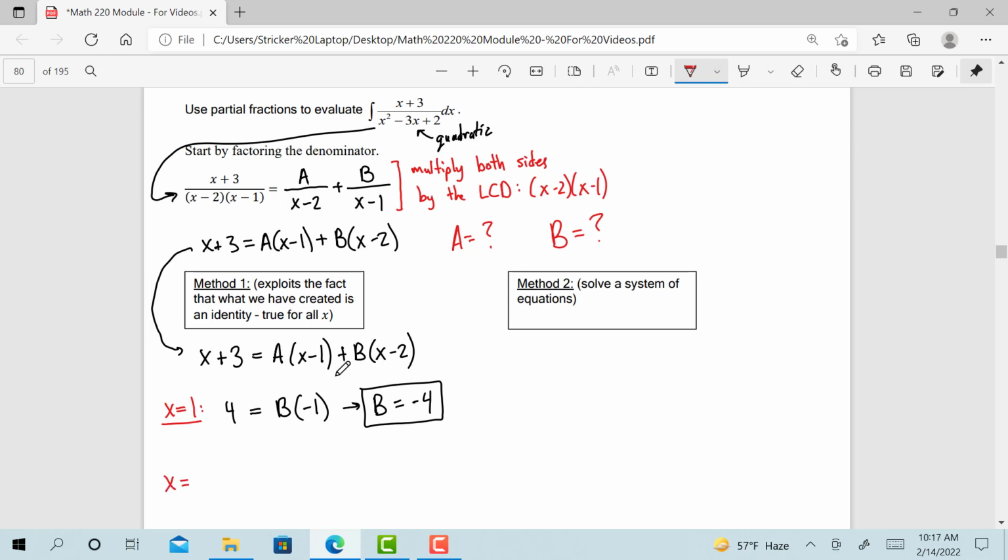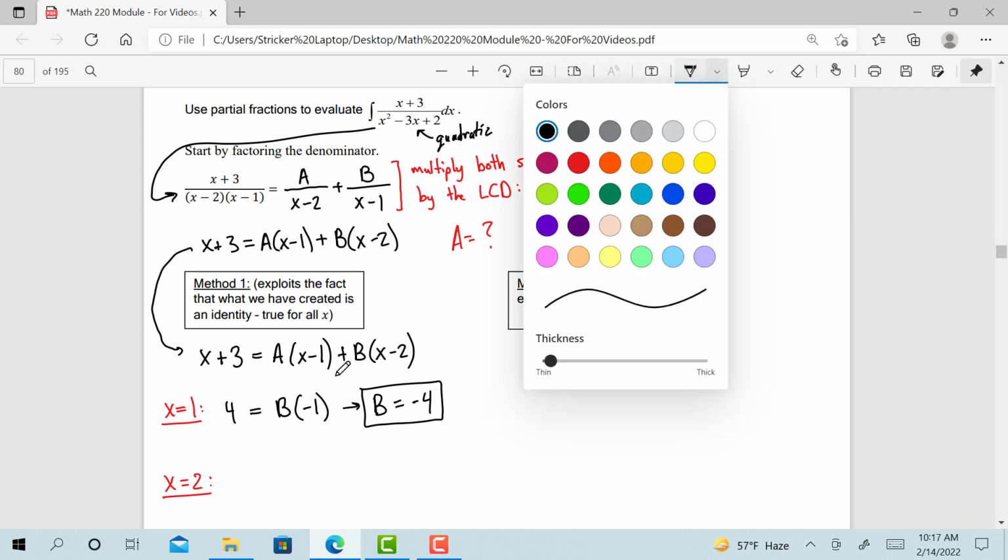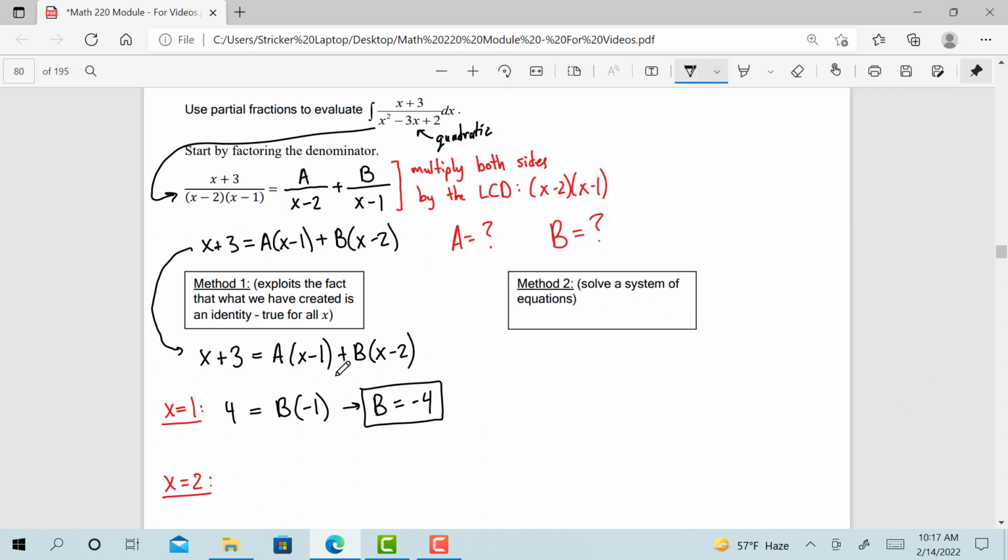Yeah, absolutely. x equals 2 would be good. And so when you plug x equals 2 in, we get 5 on the left side. 2 plus 3 is 5. And then when you plug 2 in here, we have 2 minus 1 is 1. So we have 1a. And then again here, because we picked x equals 2, the b disappears. And so we just figured out what a is equal to. So that's the first method.